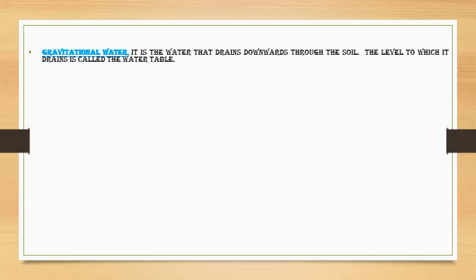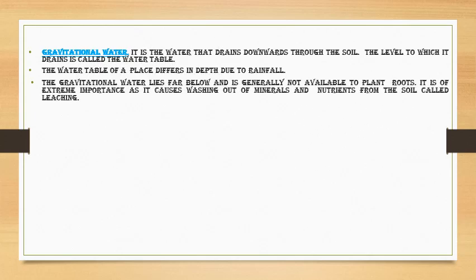Gravitational water is the water that drains downward through the soil. The level to which it drains is called the water table. The water table of a place differs in depth due to rainfall. The gravitational water lies far below and is generally not available to plant roots. It is of extreme importance as it causes washing out of minerals and nutrients from the soil, called leaching.